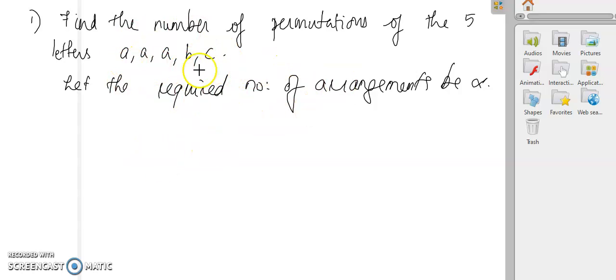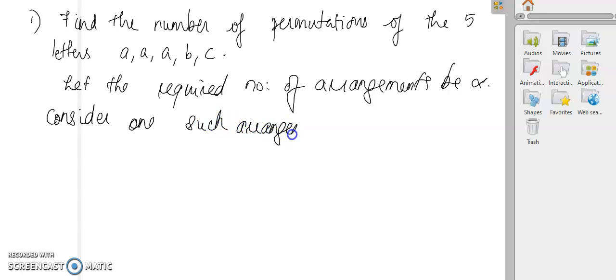We can arrange these elements in many ways. Take any one arrangement among them. So consider one such arrangement. Say, let me take the arrangement A, B, C, A, A. So this is one of the arrangements of the 5 objects A, B, C.